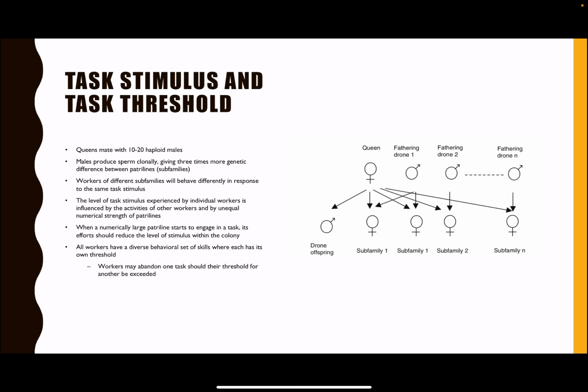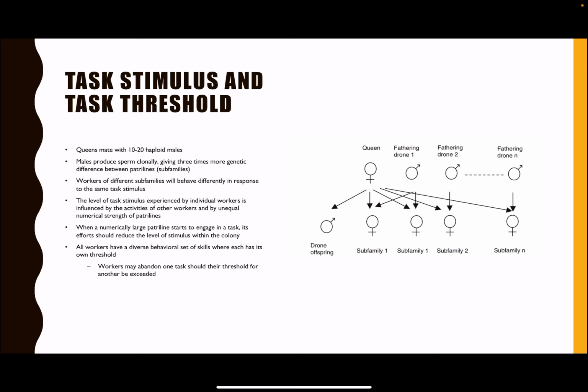And when a numerically large subfamily starts to engage in a task, it will reduce the level of stimulus within the colony. So basically what I just said, if subfamily 1 is working on a specific task, subfamily 2, 3, and 4 basically don't engage in it at all because it's already being taken care of. So that reduces the level of stimulus for the colony for that specific task.